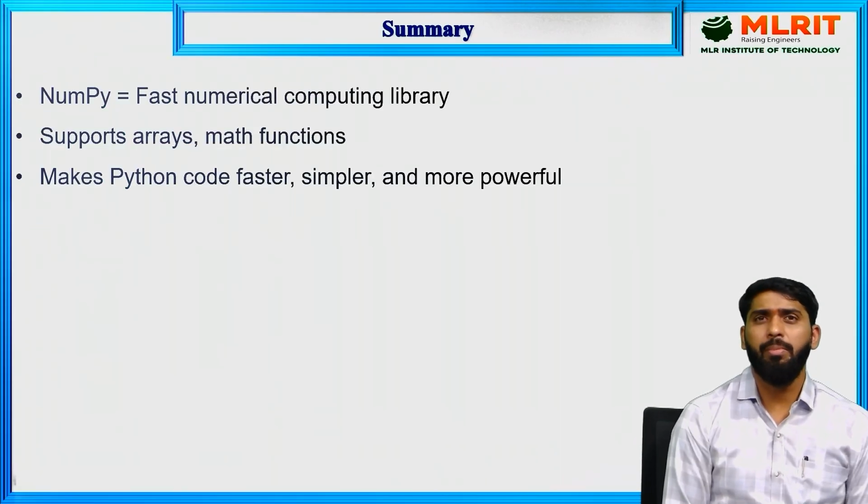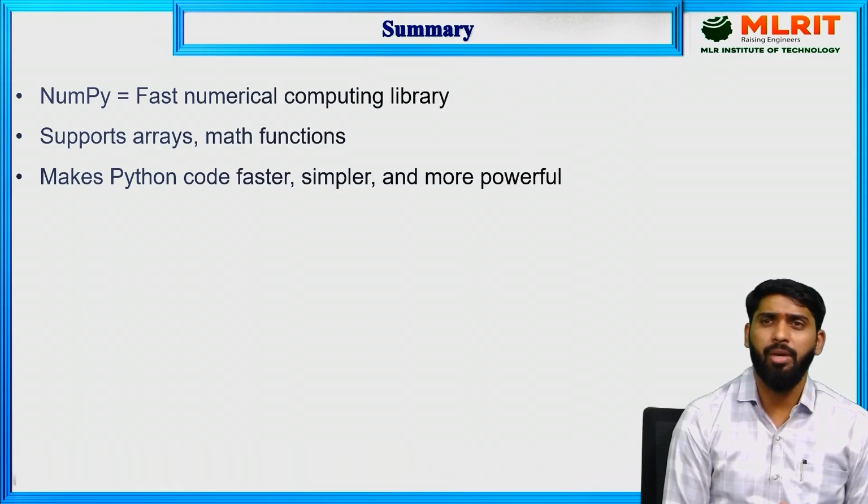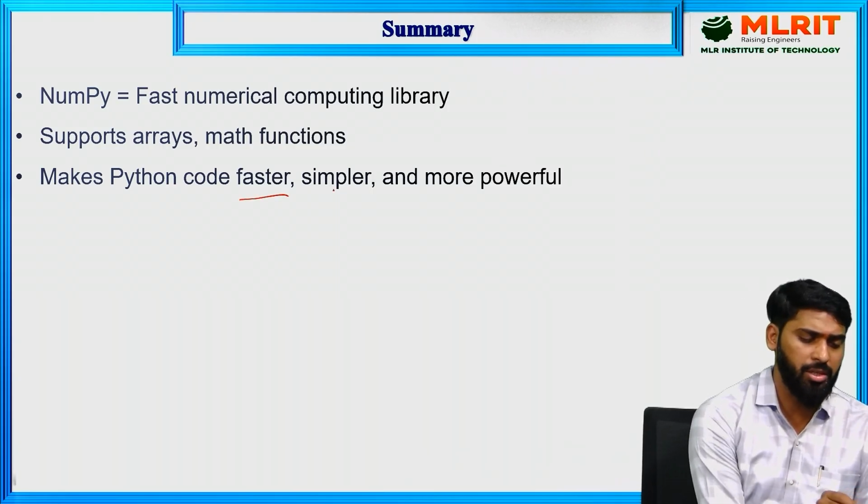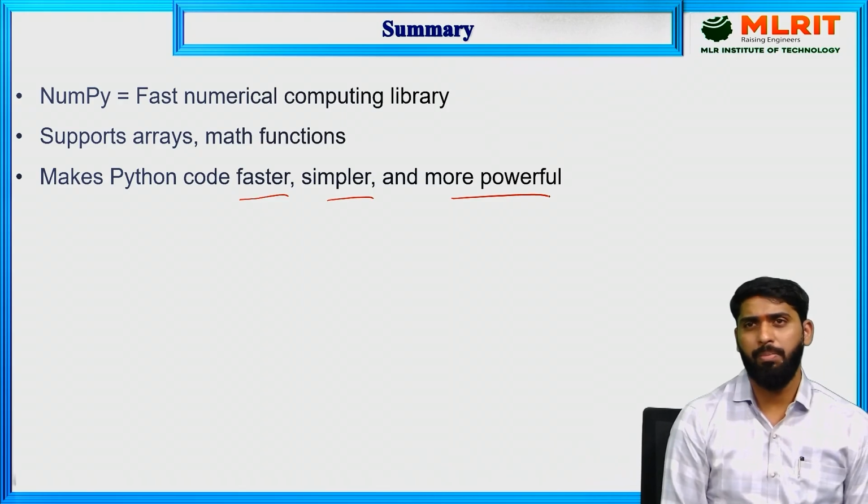So coming to the summary of the session. In this session we learned about NumPy, the numerical Python library in Python. NumPy is a fast numerical computing library. It supports arrays. We have different mathematical functions. So this makes Python code faster, simpler and more powerful.